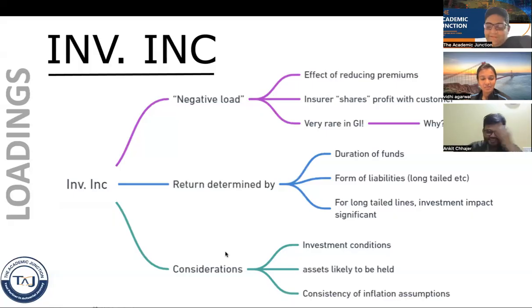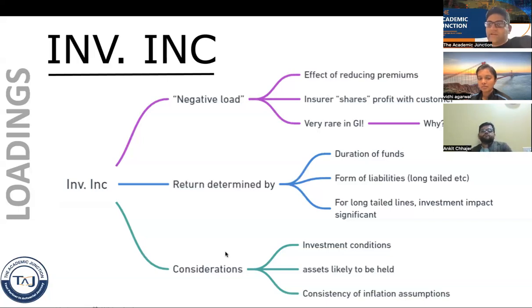That aside, investment income effectively acts as a negative load. It reduces the premiums, and the insurer basically shares the profit with the customer. The return is determined by the duration of funds and the form of liabilities that the insurer has, whether they're long-tailed or short-tailed in nature. Ankur, I think, said it right: short-tail lines have lesser returns. Long-tail lines generally have greater returns, and hence the investment impact is more significant for long-tail lines.